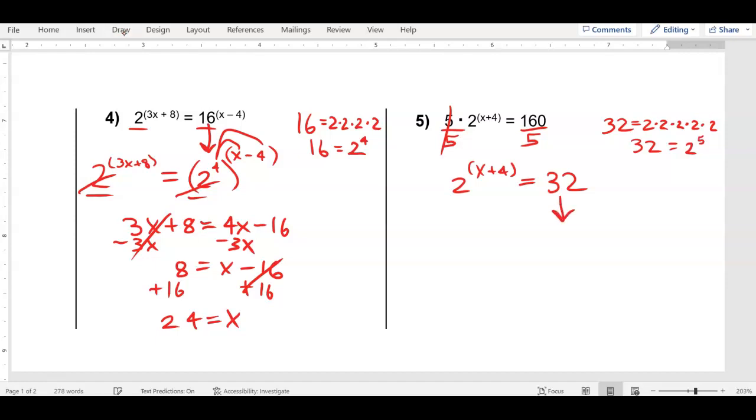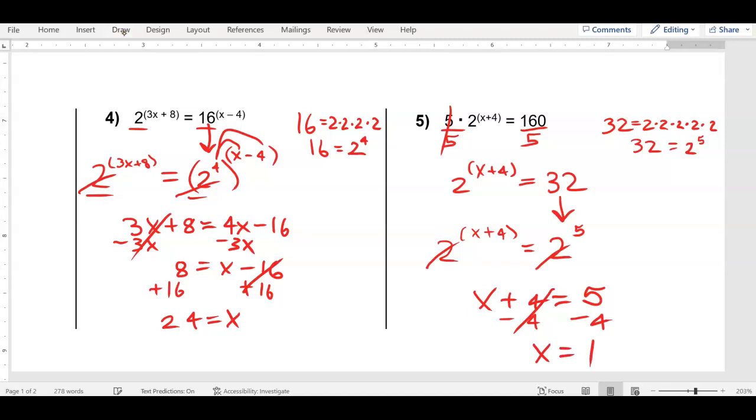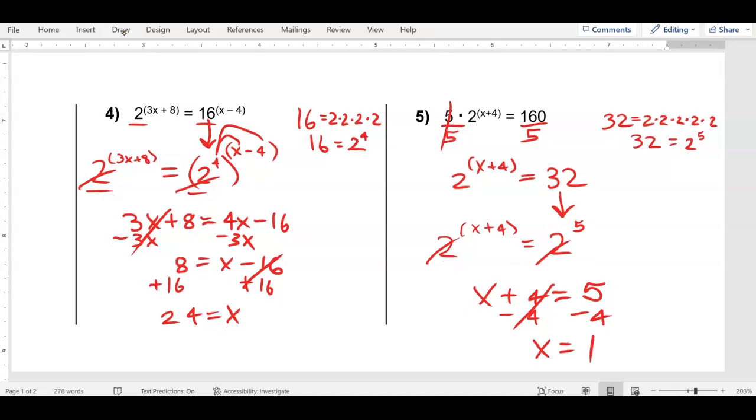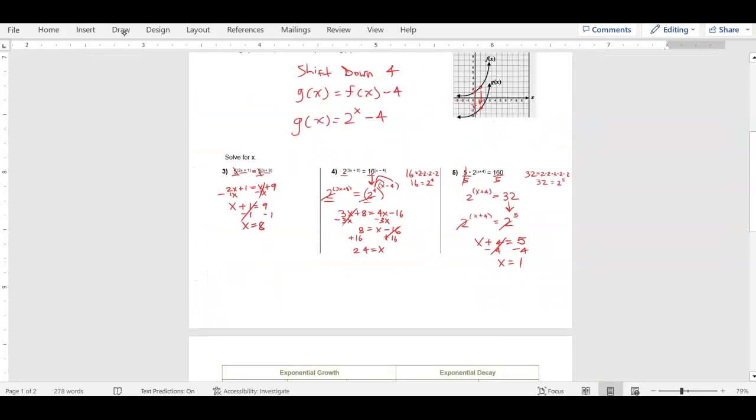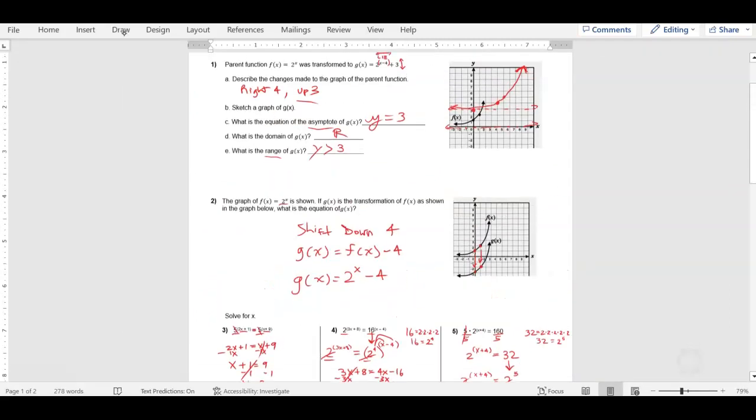So this 32 is going to turn into 2 to the 5 power. This is going to stay the same because it's already got that 2 base. And now, do you see how both bases are 2? Now we can cross them out and write x plus 4 equals 5. We've got one step left to get rid of that plus 4. We subtract 4. 5 minus 4 gives me 1. So that is the front side of your review.